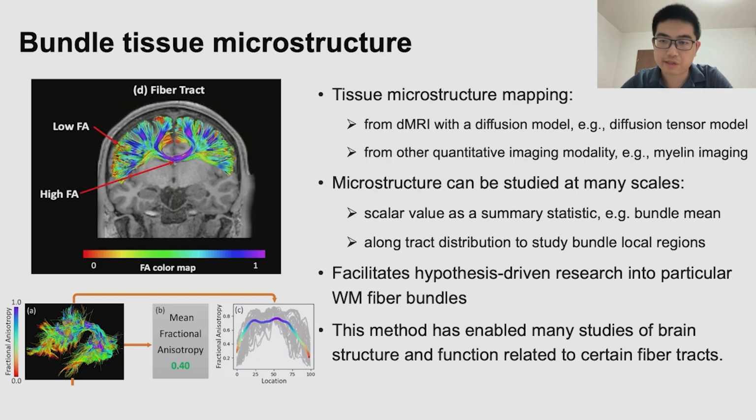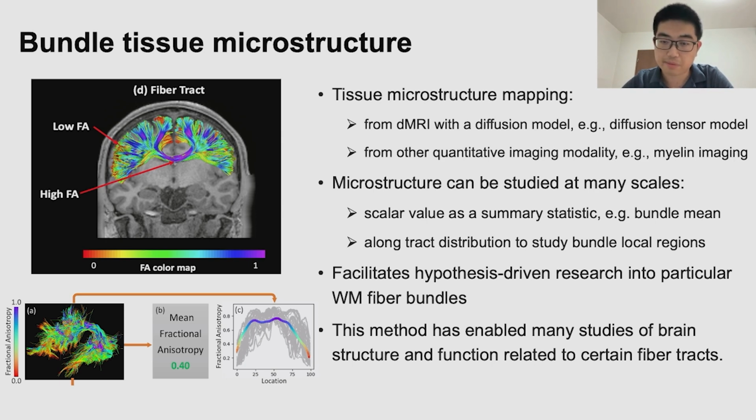And the second category of quantitative measures is called bundle tissue microstructure. This is done by mapping microstructure measures at each location along the fiber tract, as shown in the top figure here. The most widely used are the measures computed from a diffusion tensor model, such as the FA that quantifies the diffusion anisotropy of the water molecules, and the MD that quantifies the overall magnitude of water diffusivity. Of course, there are also many other modeling methods, such as the free water, NODDI, diffusion kurtosis, which can all be used for computing bundle tissue microstructure.